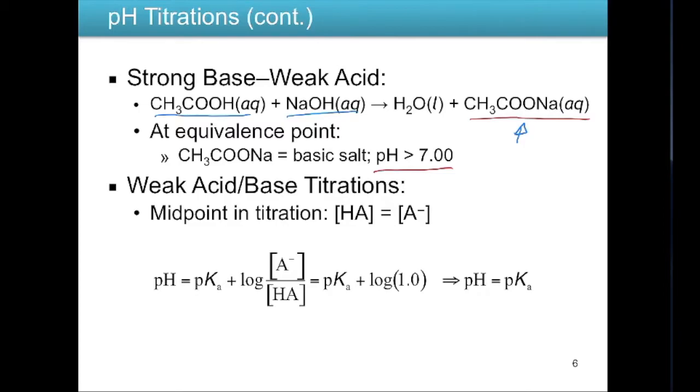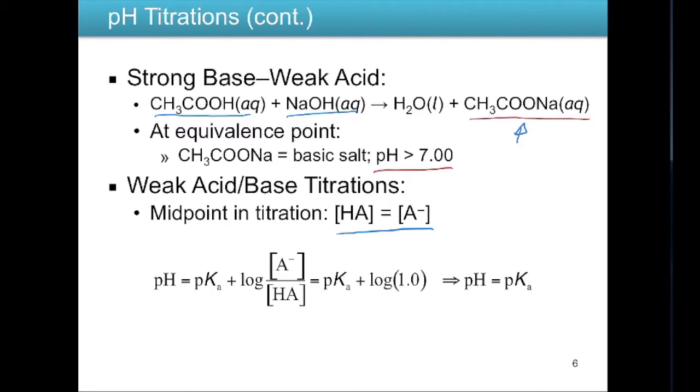Now at the midpoint of any titration, the concentration of weak acid equals the concentration of weak base in solution. So that means there is still weak acid and weak base in solution. At the equivalence point, all of the analyte has been reacted. At the midpoint, we have equal amounts of both weak acid and weak base in solution at the same time.